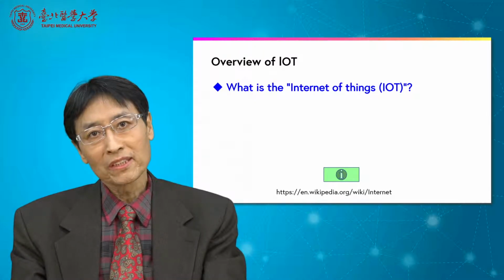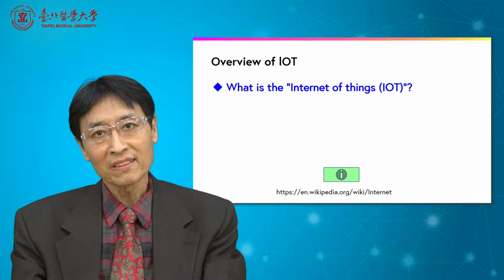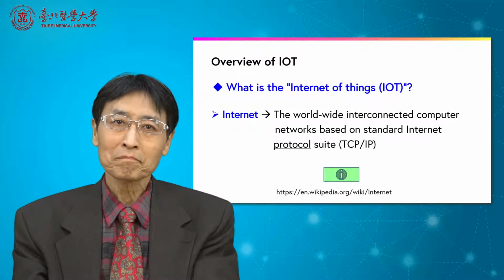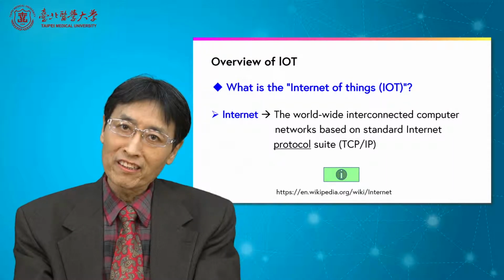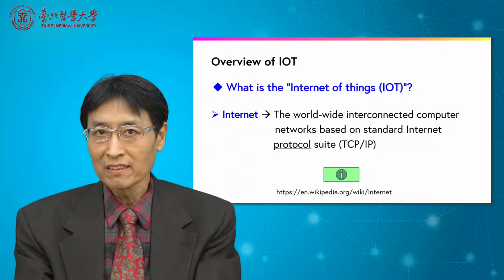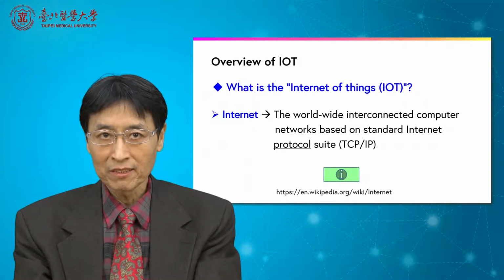Okay, so first we're going to give the definition. What is the IoT, Internet of Things? Okay, we start from internet. So we define internet, define things, then we combine both together. Then we give the definition for the IoT.